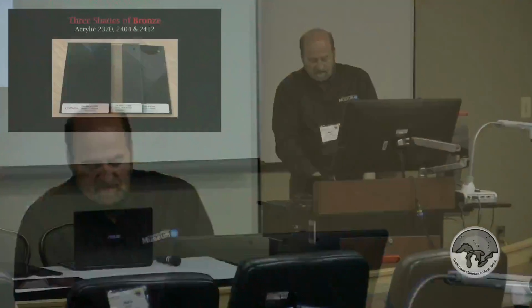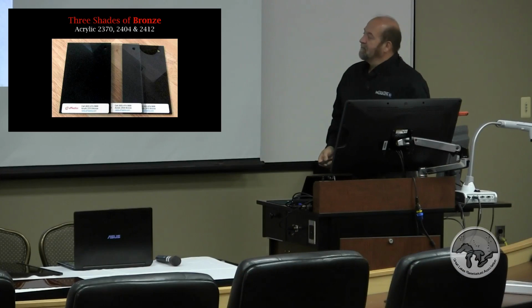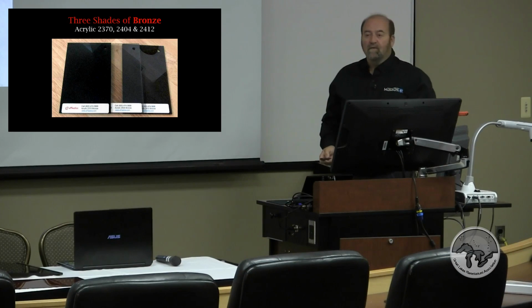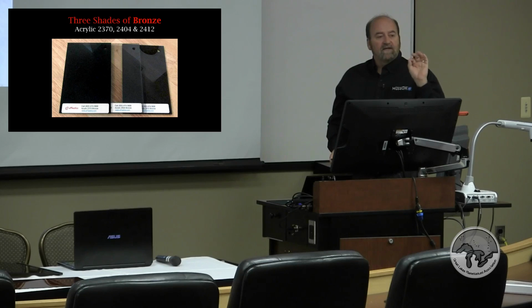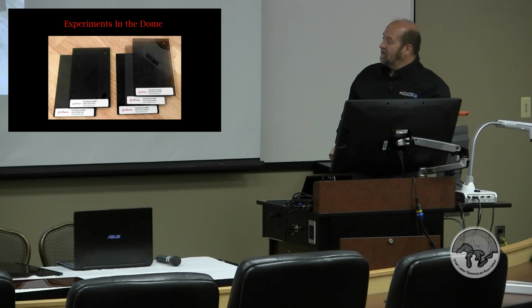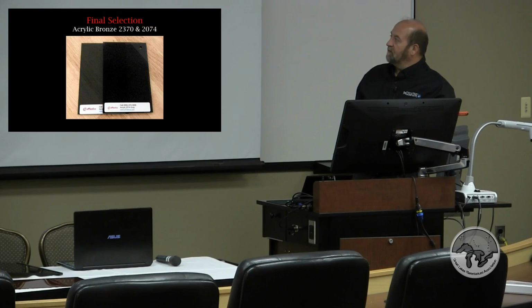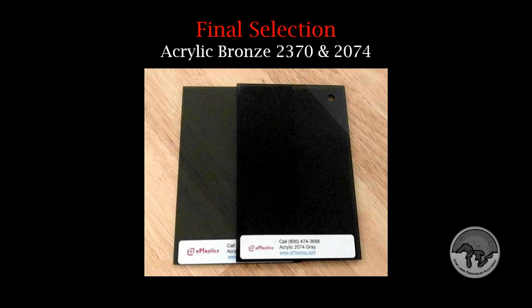Experiments in the dome, in the darkened room, allowed me to pick an optimum combination. The specific numbers are 2370 and 2074. You won't remember those, but in the proceedings you can get that information if you choose to order some. When you order this material, you can get it in sheets 2 feet by 4 feet. You can have it cut to size.